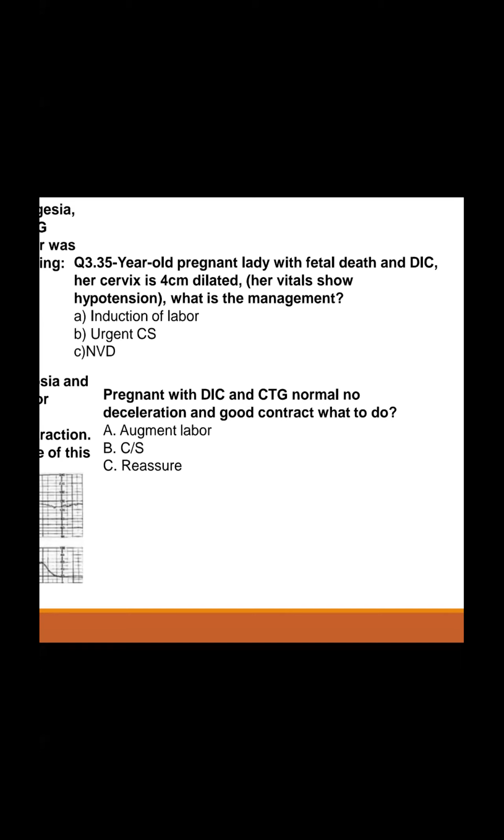Okay, all normal. But if it's the same question and the vitals are unstable, every point is very important. If unstable, we have to do CS. If stable, we have to do induction of labor, because if we do CS, it will increase bleeding and be a life-threatening condition for the mother. So both are important: vitally stable or unstable.